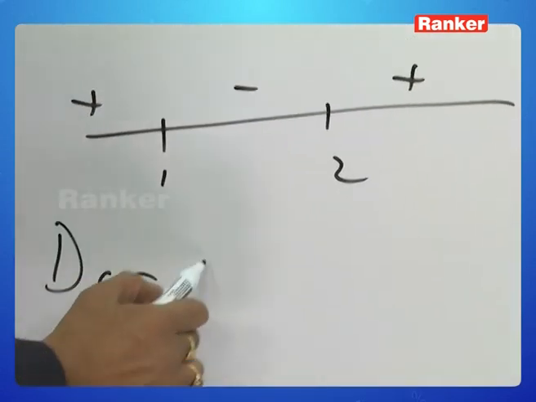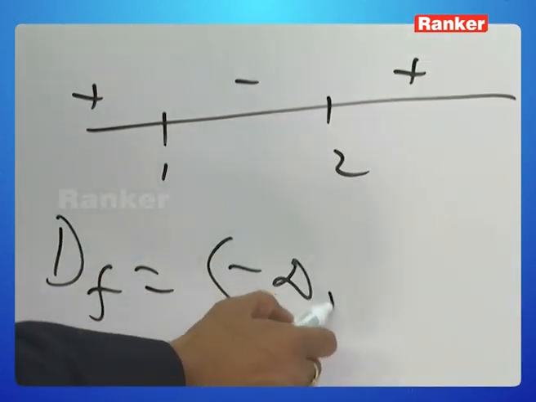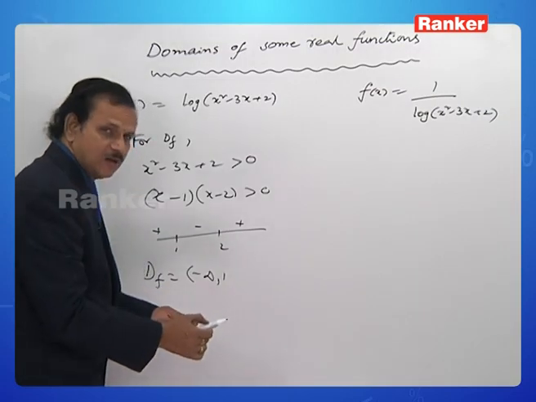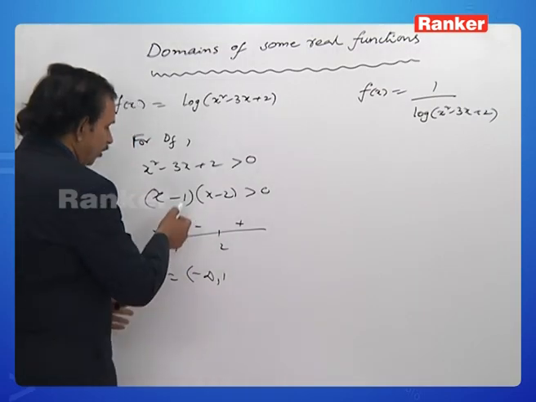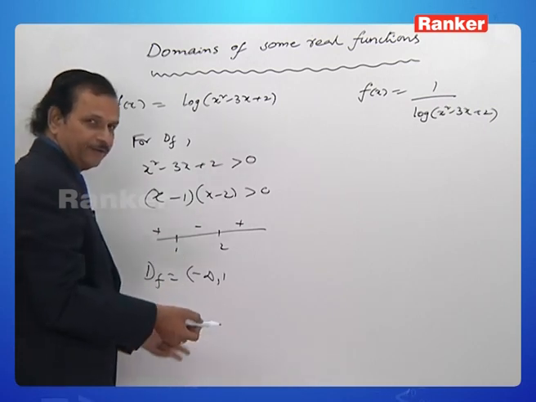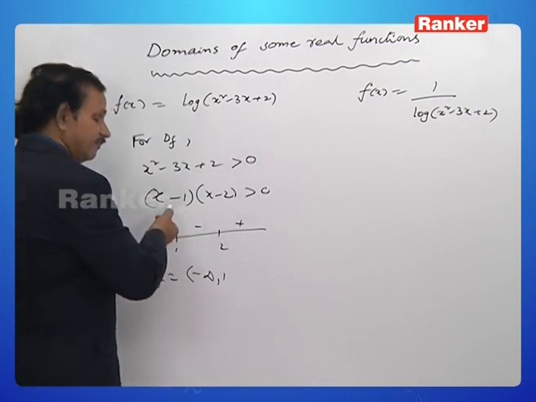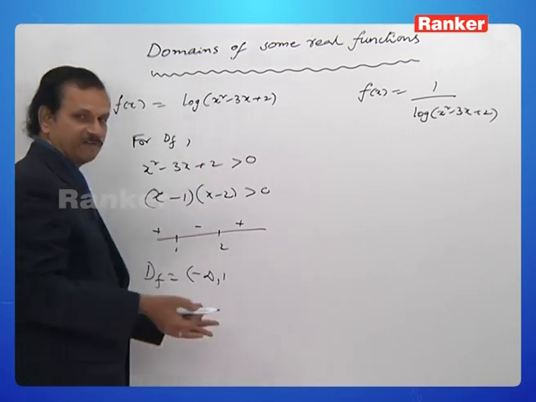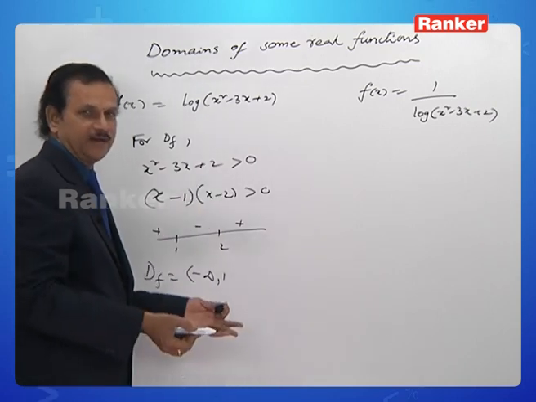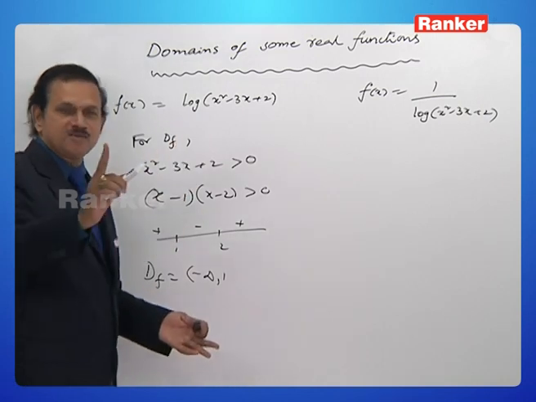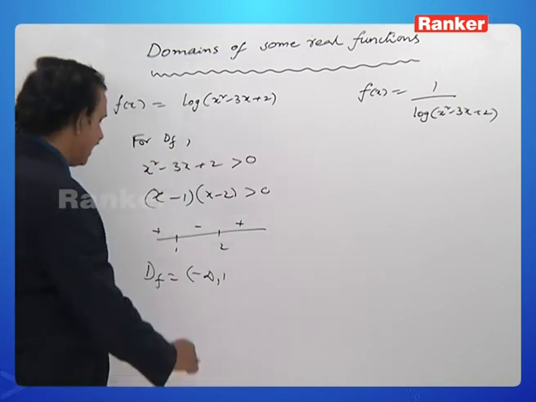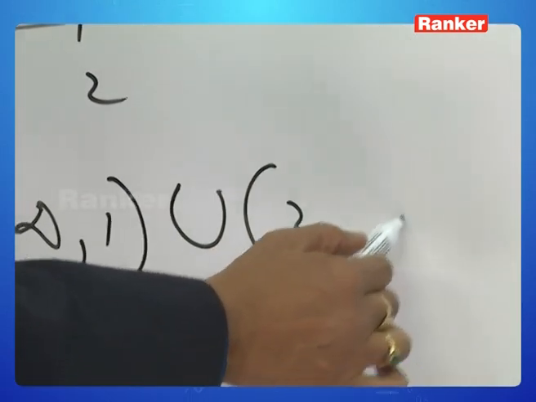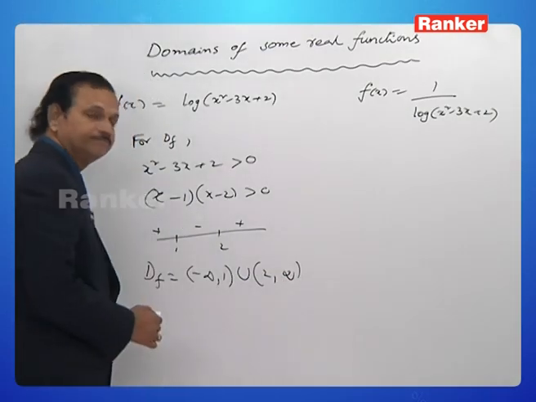Domain of f is equal to minus infinity to 1, open interval or closed interval? To decide that, are you allowing 1 or not allowing? No, we are not supposed to allow. If at all you allow x equal to 1, it becomes 0. Log 0 is not defined, that is f of x is not defined. So we are not supposed to allow x equal to 1. Hence, the interval must be open interval, and 2 to infinity.